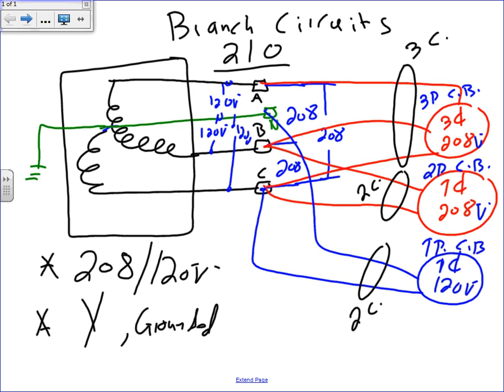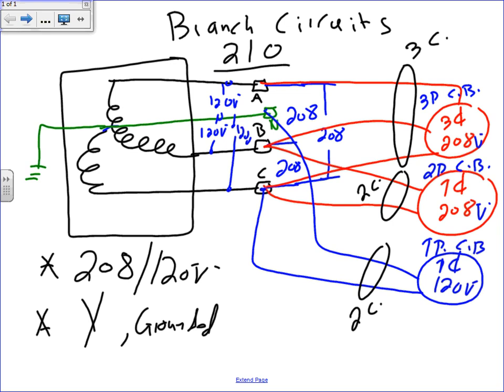Take this, Ashley. You're looking at the board. How many circuits do I have? I have three circuits in the board. Right now you're looking at three branch circuits. One branch circuit is three phase. The second branch circuit is single phase, two hots. And the third branch circuit is single phase, one hot.